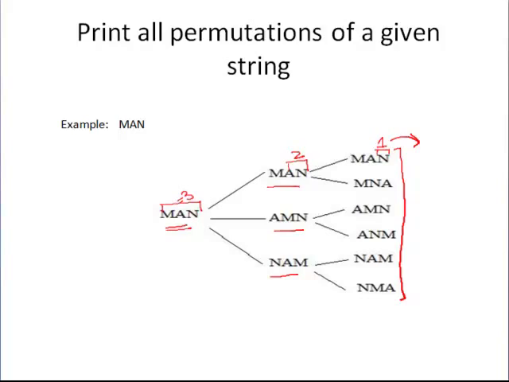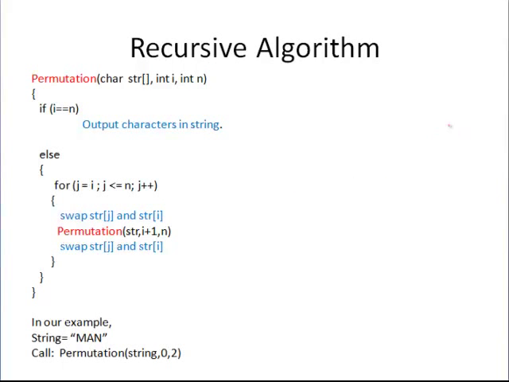Let's consider a formal approach to our algorithm. The recursive implementation of the approach that we are considering is implemented through the function permutation. Str is the name of the string that we are passing, i is the starting index that we are considering, and n is the end of the string. i equal to n represents the case when the whole string has been considered and only one element is left. In that case, we simply output that particular permutation.